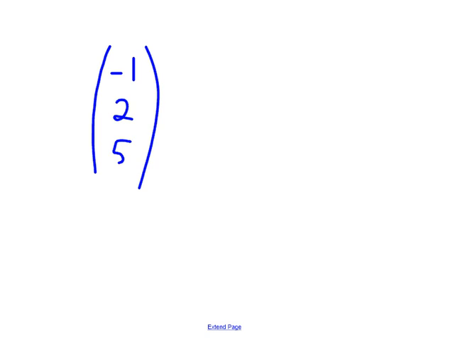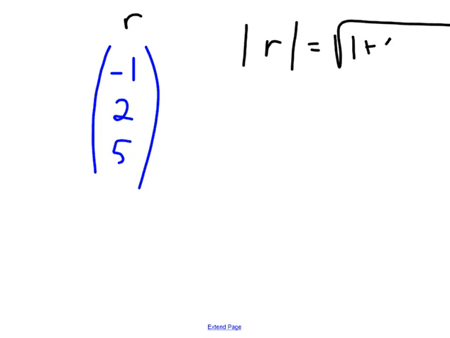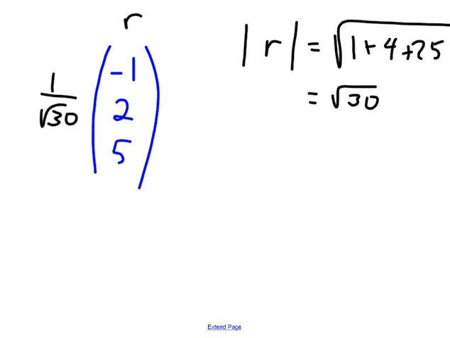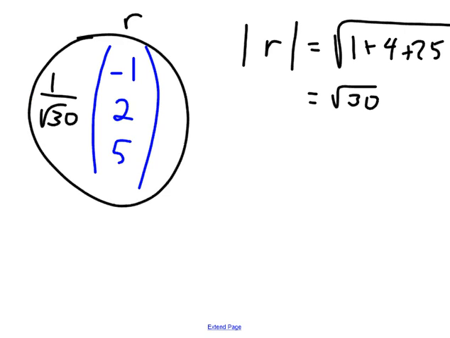The first thing you needed to know, I'm going to call this R, would be the magnitude of R. So you should have figured that out by doing the square root of a squared plus b squared plus c squared, or i squared plus j squared plus k squared. So 1 squared is 1, plus 2 squared is 4, plus 5 squared is 25. Square root of 30. Then, once I have that, I'm going to do 1 over that. And that is a vector in the direction that we wanted, and it's only a length of 1.